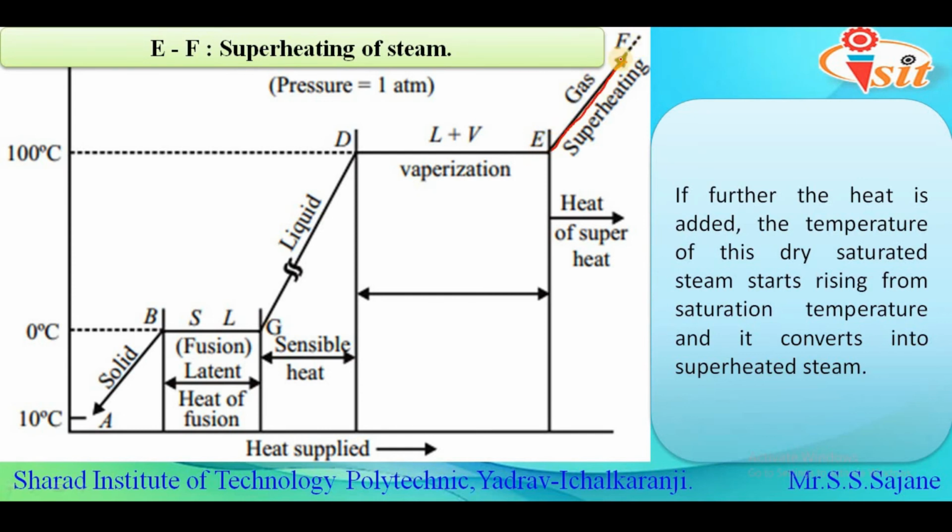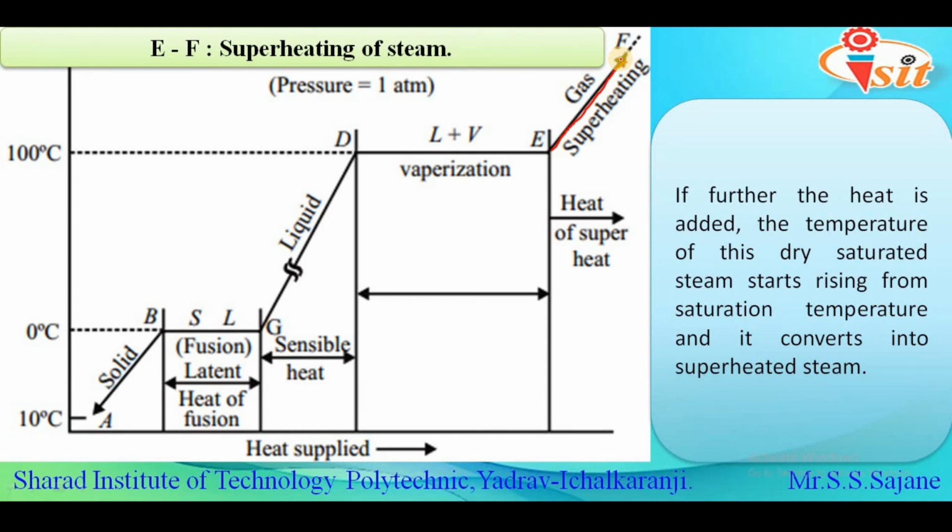So you should know now that at point E, we have the steam at saturation temperature. After point E, whatever amount of heat we add to the steam, it will cause a rise in temperature of this steam. So we call it superheated steam, and such type of steam is very useful for power generation, which we are going to study in the 4th chapter.